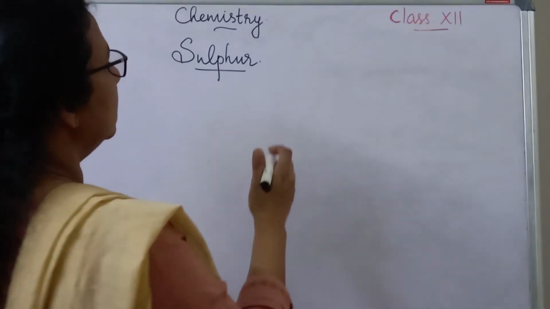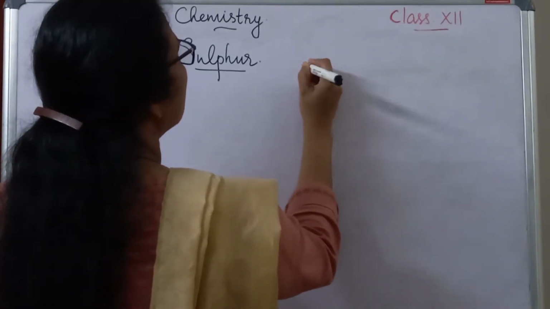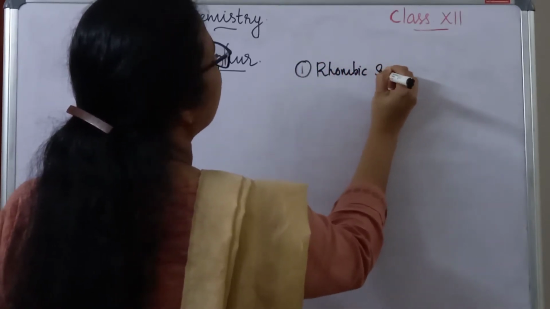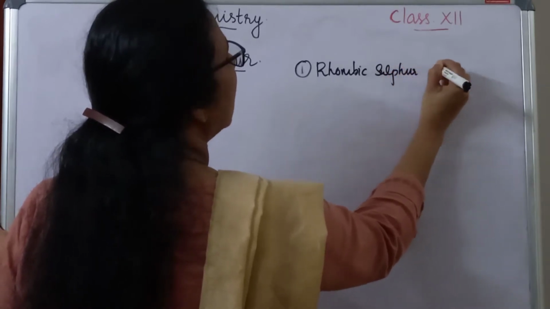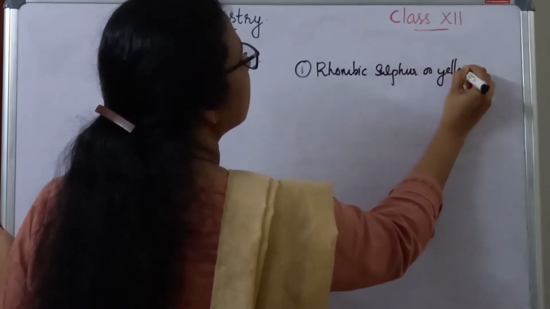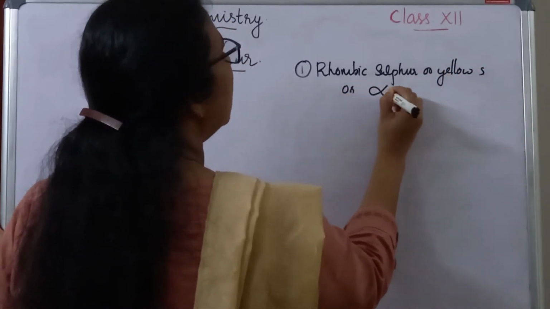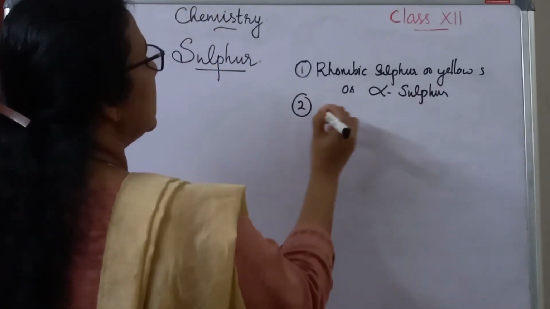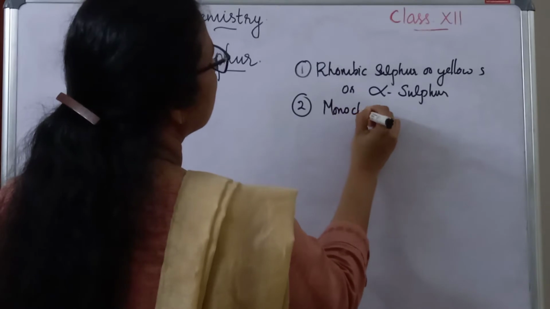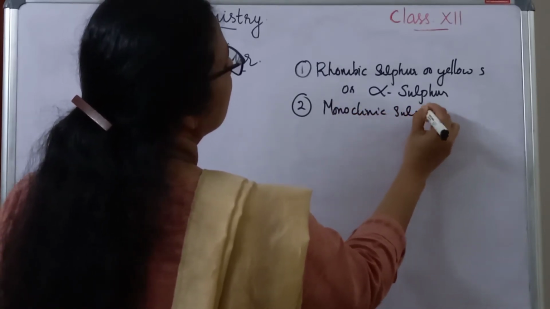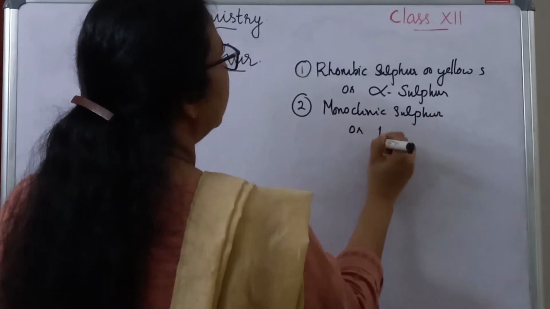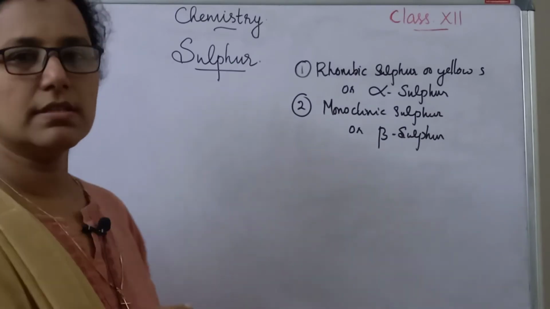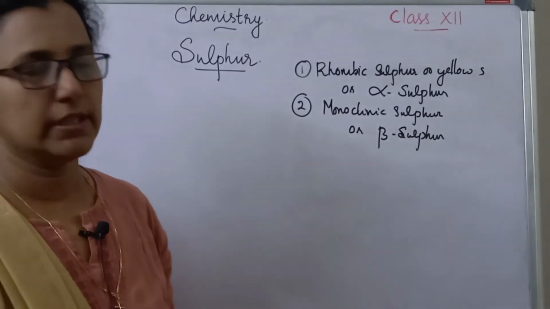The first important allotrope of sulfur is rhombic sulfur, which is otherwise called yellow sulfur or alpha sulfur. Then the second important allotrope of sulfur is monoclinic sulfur, or beta sulfur. So alpha sulfur and beta sulfur are the most important allotropes of sulfur.